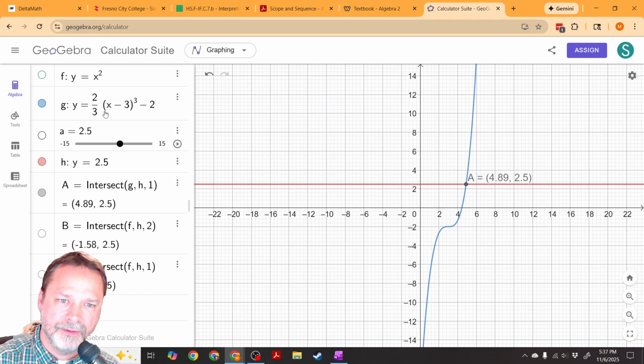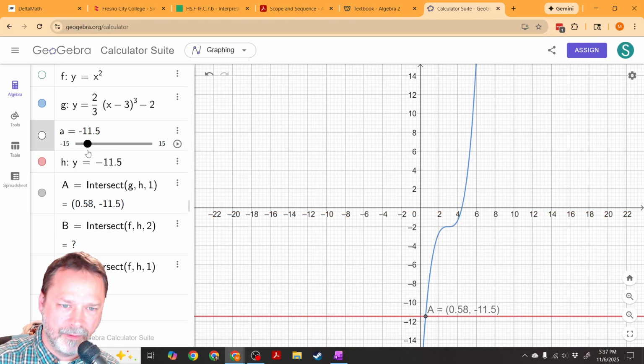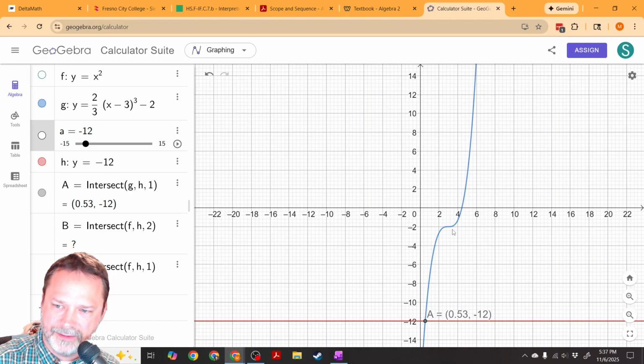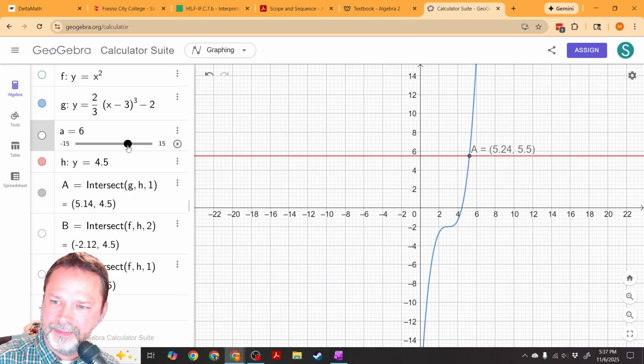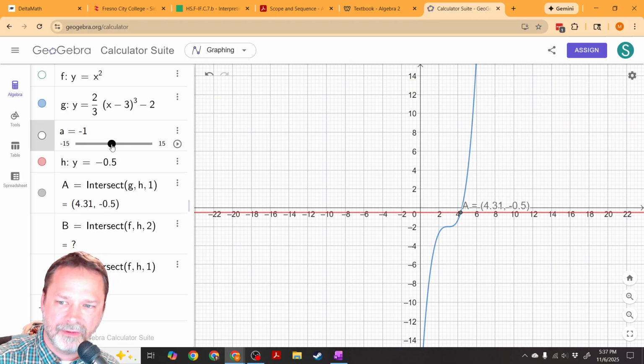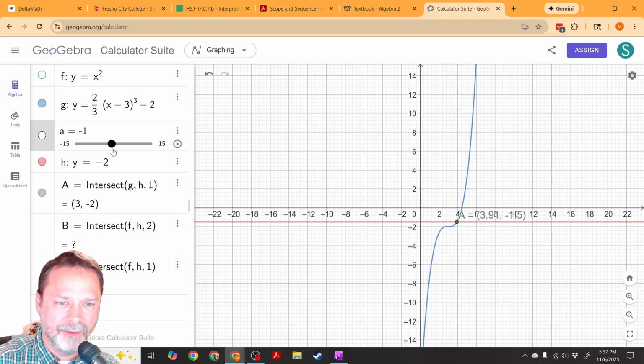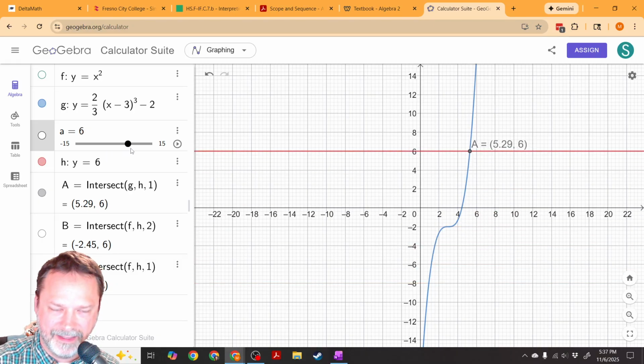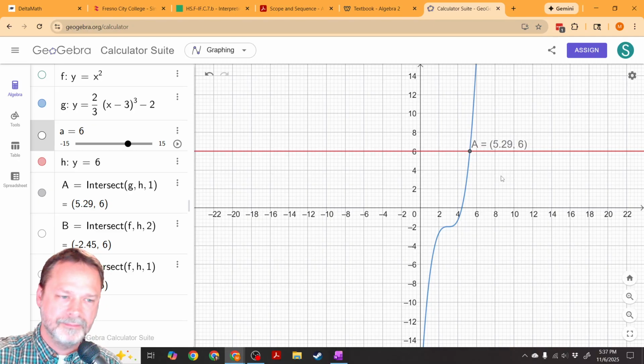So here's a function, defined right here: 2/3 times the quantity x minus 3 squared, minus 2. And I have a horizontal line here. Right now it says y equals -12, and it crosses my function, which is in blue, in one spot. I can swipe it all the way up and I only cross in one spot, so it is a one-to-one function. This is our horizontal line test. It's very similar to the vertical line test. If a horizontal line can only cross our graph at one spot, then we have a one-to-one function. If it crosses in more than one spot, no good.